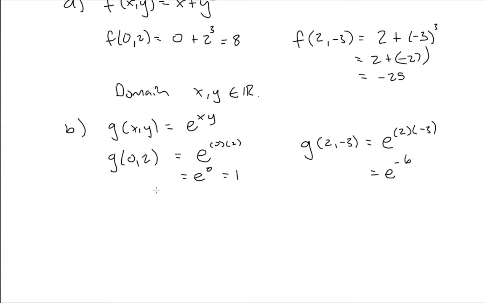As for the domain, again, we're looking for places where the bottoms of fractions might equal 0. We're looking for values of x and y where square roots or even roots might be negative, and places where logarithms might be 0 or negative. We don't have any logarithms, square roots or even roots, and we don't have any fractions, so again, the domain for this is all real numbers. So x and y can be anything that we want in this situation.